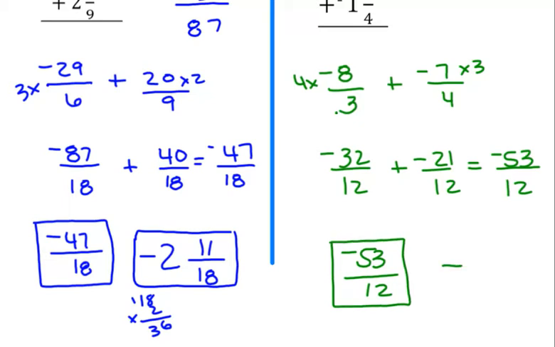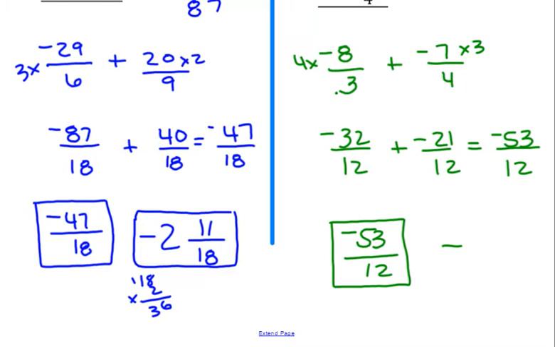So we're now going to make it a mixed number. So 12 goes into 53, I believe, 4 times, because 12 times 4 is going to be 48. And so we're going to have 5 left over.